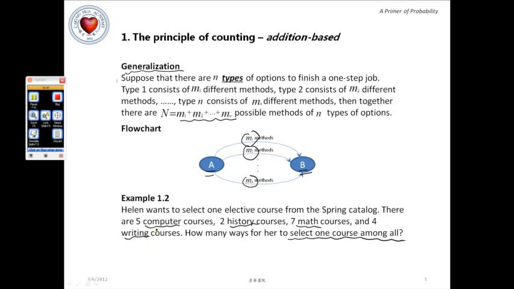Third, can we double check if each course meets Helen's requirement independently? Yes, Helen can just pick one course from any of these types. So finally, we do the addition calculation like this. Together they are 5 plus 2 plus 7 plus 4 equals 18 different ways for Helen to select one course among all.